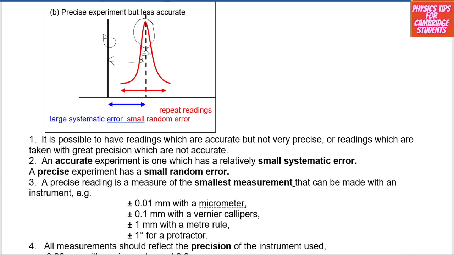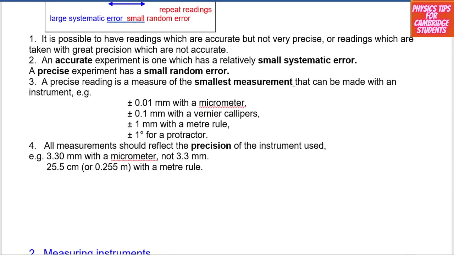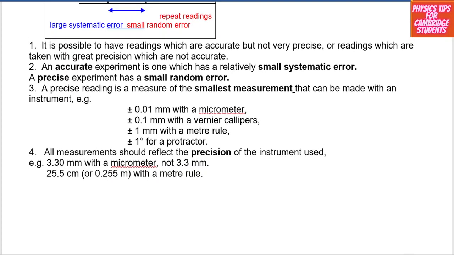So precision refers to the random error. High precision means a very small random error. High accuracy means a very small systematic error. So an accurate experiment is one in which there is a relatively small systematic error, and a precise experiment is one that has a small random error. A precise reading is a measure of the smallest measurement that can be made with an instrument. So the values taken by a micrometer will have a precision of 0.01 millimeters.